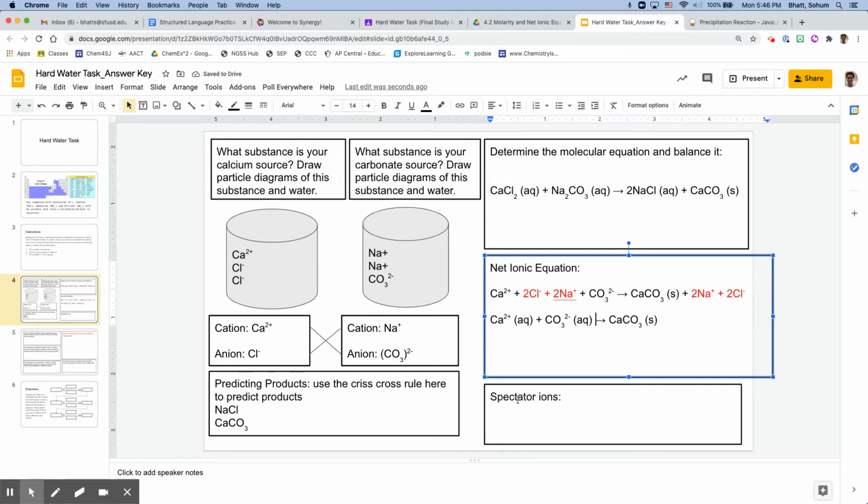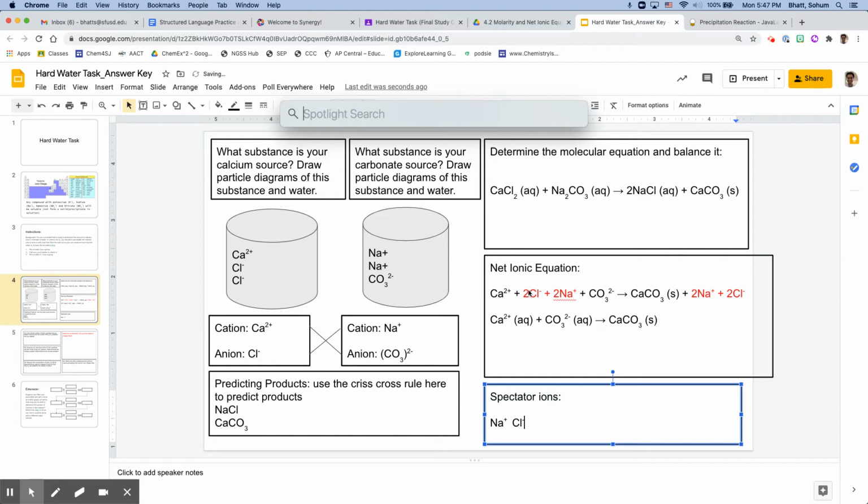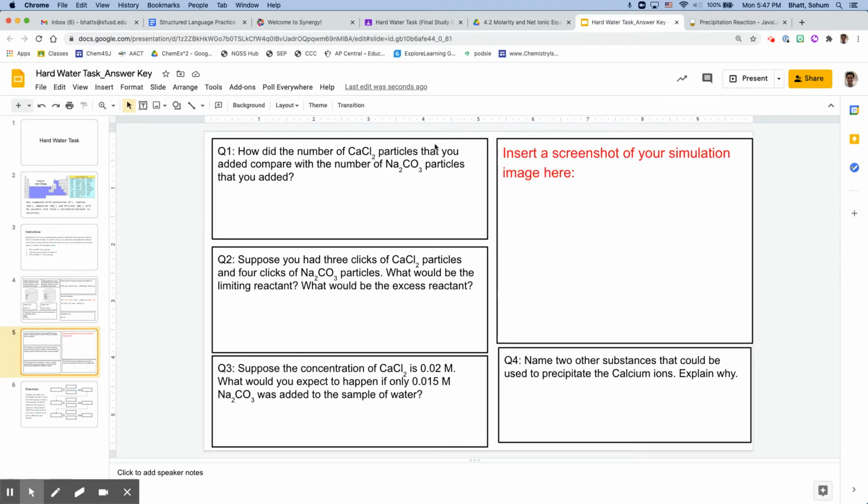And my spectator ions right here are just Na+ and Cl-. Even though we have two Cl's and two Na's as spectators, we just need one of each when we talk about which ones are the spectator ions. So that completes slide 4. All right, let's go to slide 5.